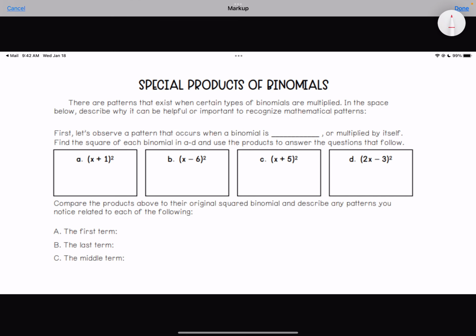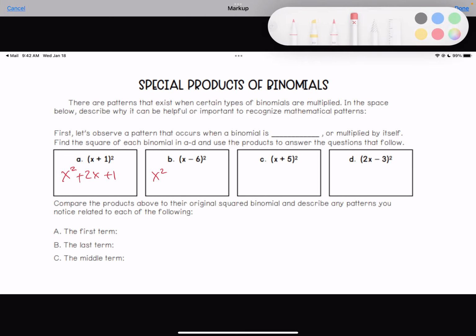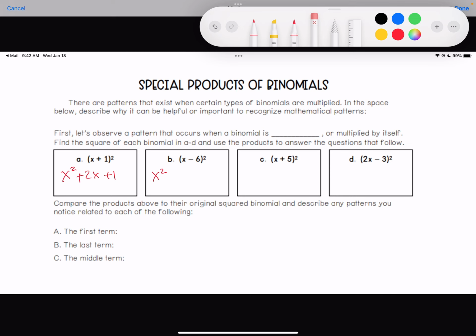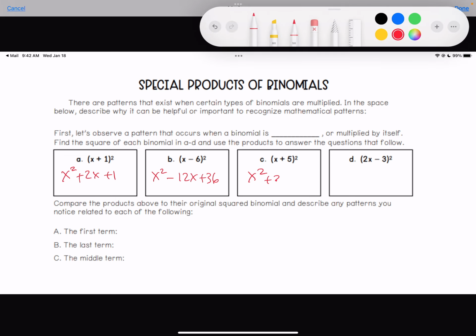The first one, the second one, okay, let's erase because I made a mistake. x squared plus, I'm trying to do the shortcut in my head and it's not working.